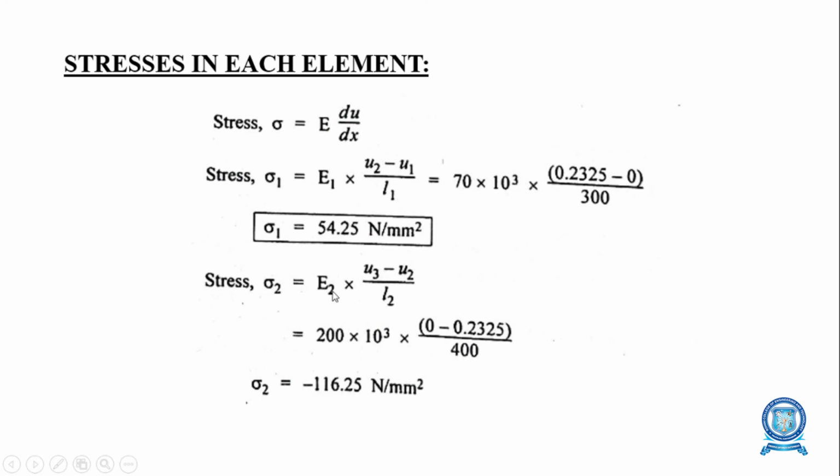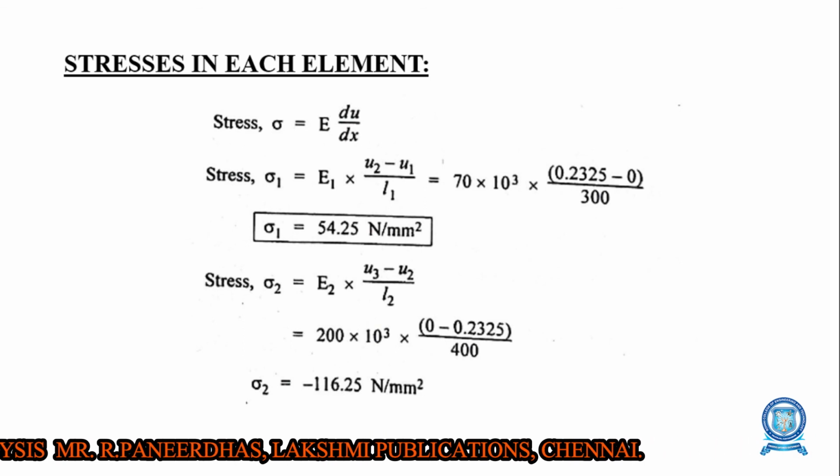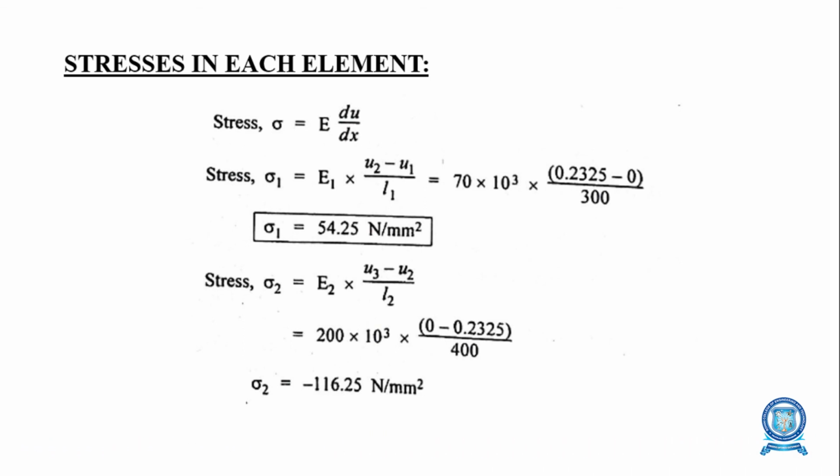Likewise, we are going to find out the stress for the second element. Sigma 2 is equal to E2 into U3 minus U2 divided by L2. So 210 into 10 to the power 3 into 0 minus 0.2325 divided by 400. So sigma 2 is equal to minus 116.25 Newton per mm square. We got the stress values: sigma 1 is equal to 54.25 Newton per mm square, and likewise, sigma 2 is equal to minus 116.25 Newton per mm square.